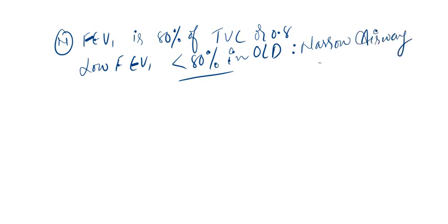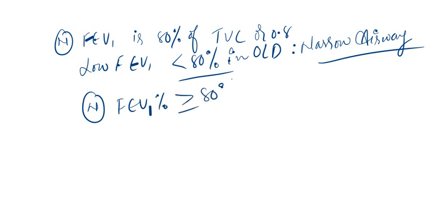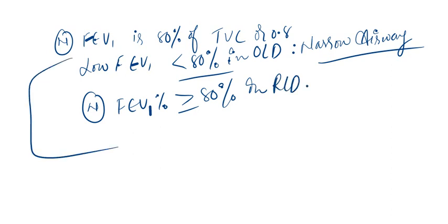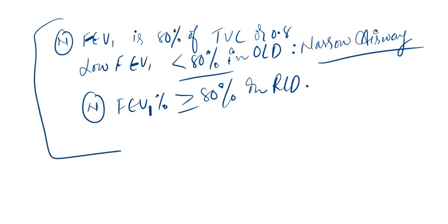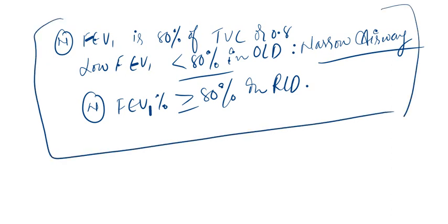Okay, so that happens. Now if you ask me, the normal FEV1 percentage, if it is greater than or equal to 80%, then it occurs in restrictive lung diseases. So please just remember these 3 statements. Okay, normal FEV1 is 80% of the timed vital capacity.